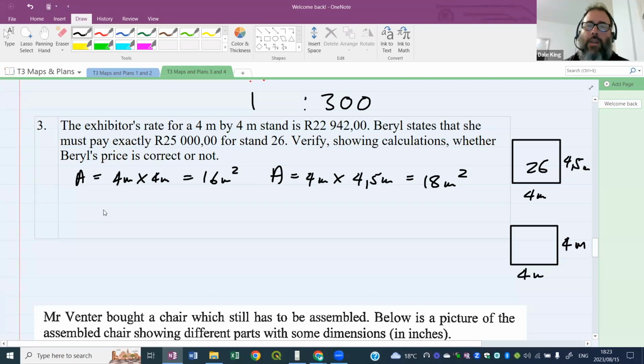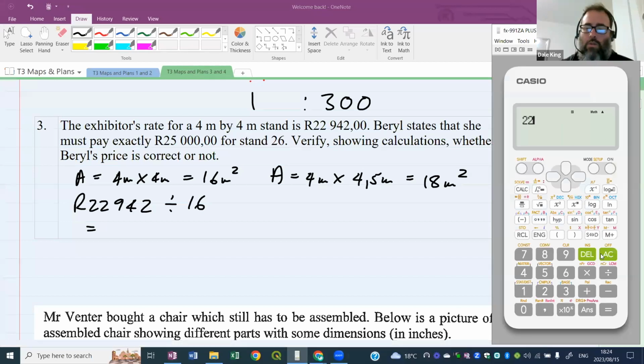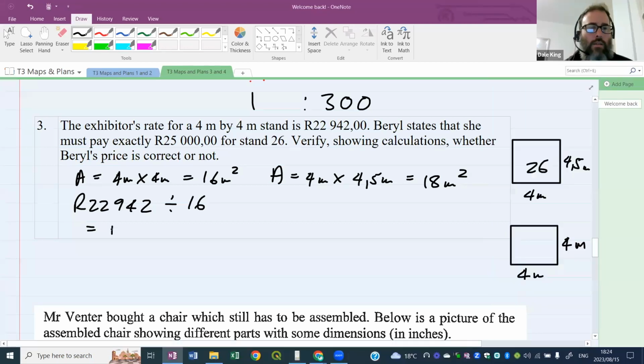So we could either do how many meters squared for 1 rand, or you could say how many rands per meter squared. Can you divide 22,000 by 16? All right. So if you divide 22,942 divided by 16, this will give us a per square meter value of 1433.88. That is 1433.88 rands per 1 meter squared.